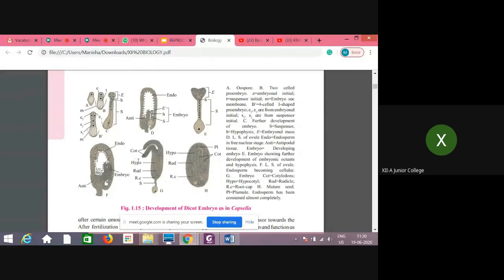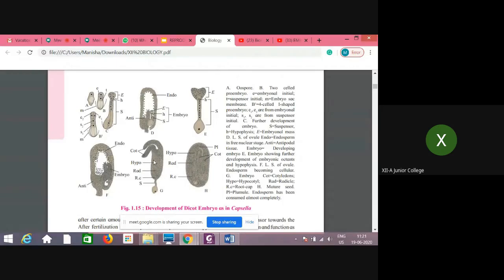The heart-shaped structure in the further development gives rise to a horseshoe-shaped structure. So this horseshoe-shaped structure is shown along with the further development. Sometimes in the case of endospermic seeds, most of the part, half or more than half of the endosperm is utilized by this embryo, and in the other type that we are going to study in the next part, some part is remaining, and in some cases the entire endosperm is utilized by this developing embryo.